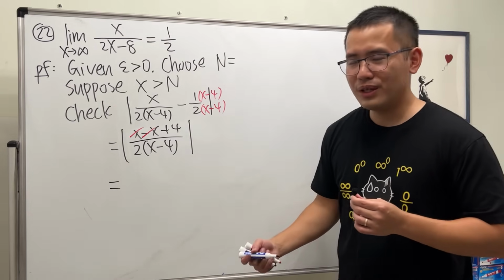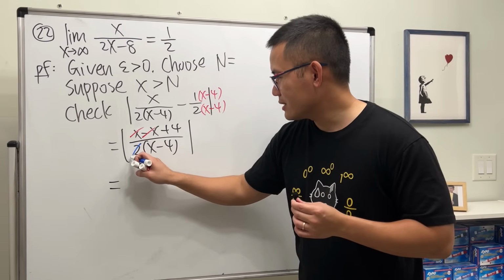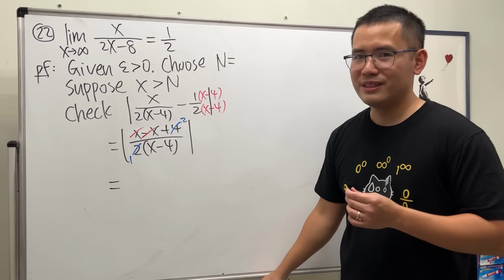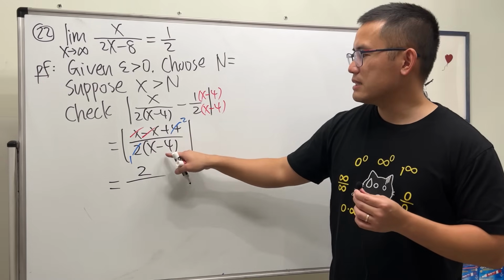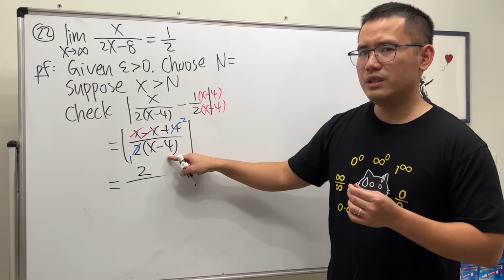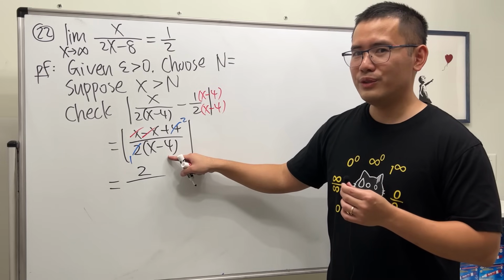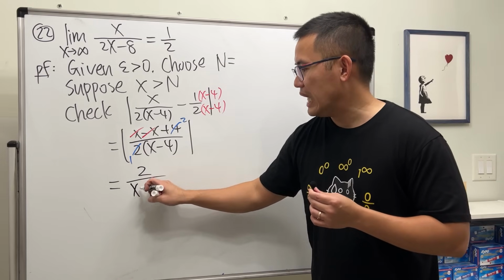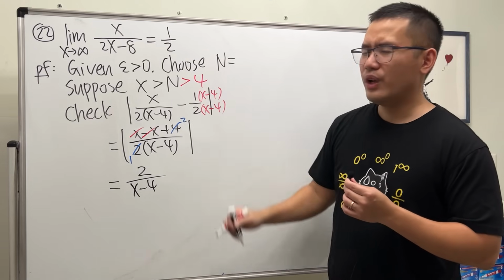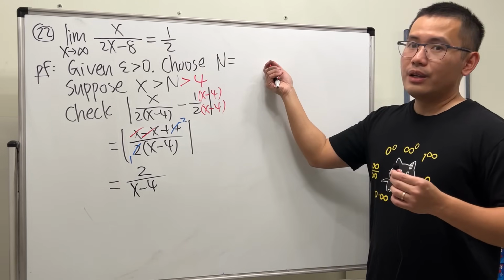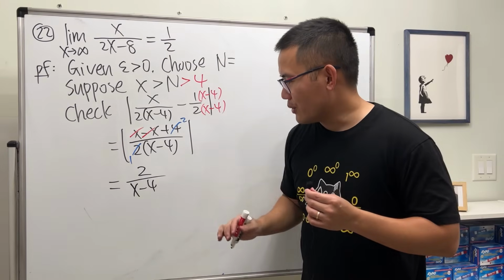Oh, you know what? We can reduce this. That's kind of cool for the first time. So we just have a 2 right here over x minus 4. Do we need absolute value? Well, you don't need to have absolute value if you come here and say that x is greater than 4. Will it happen? You'll see. So that's what we have.